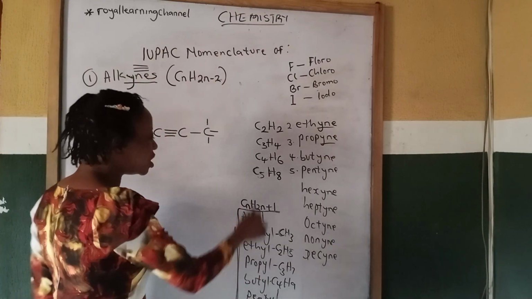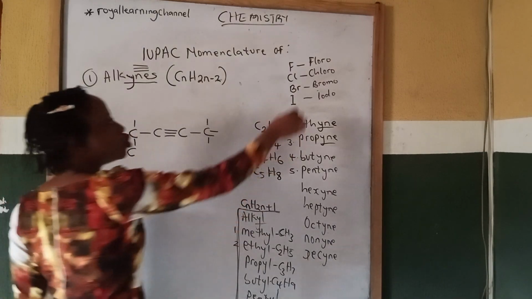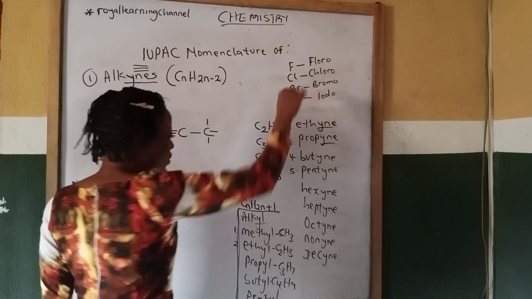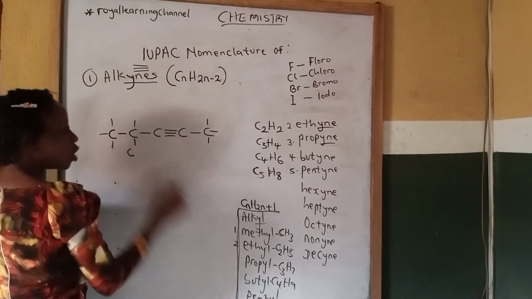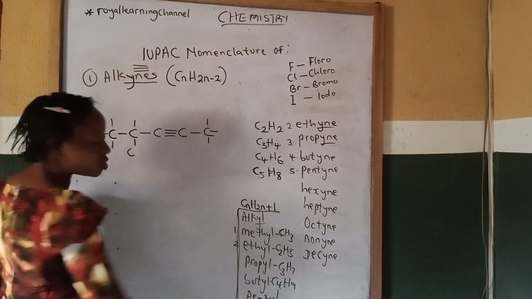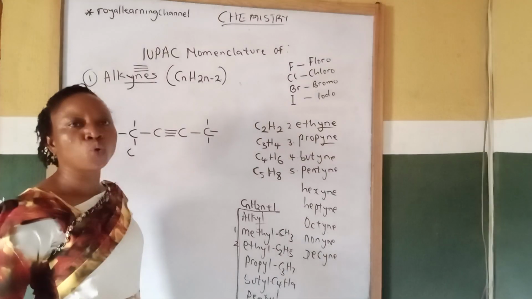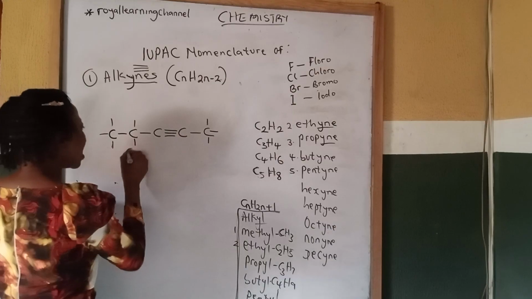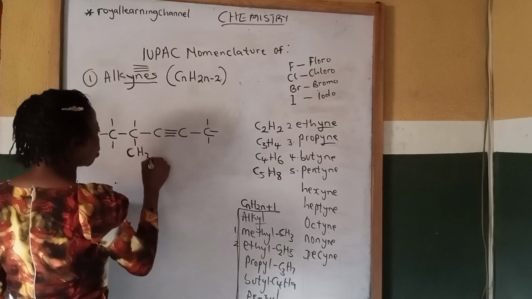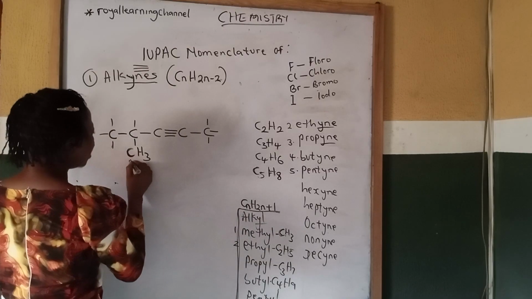So we are going to need this in naming of alkyne, and we are going to need the members of halogens. Now, let's attach one of these substituents. Don't forget that I explained in my last video that alkyl groups are always substituents in organic chemistry. So let's add one of the substituents, CH3. What is CH3 now? CH3 is methyl.